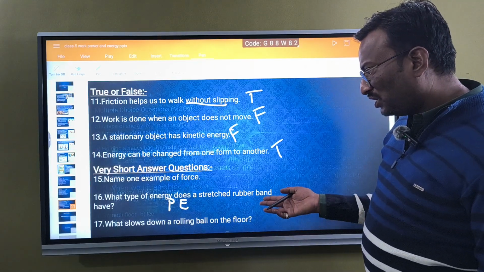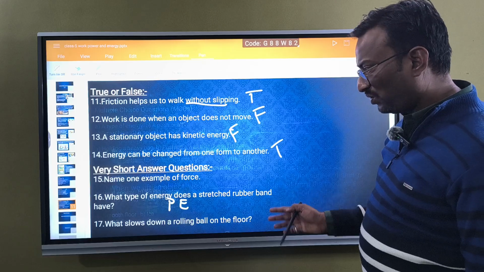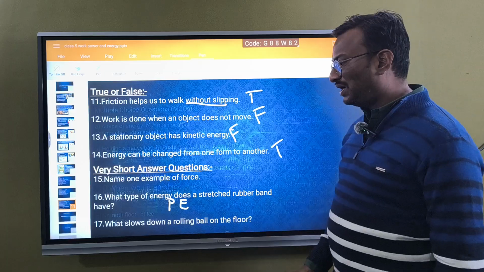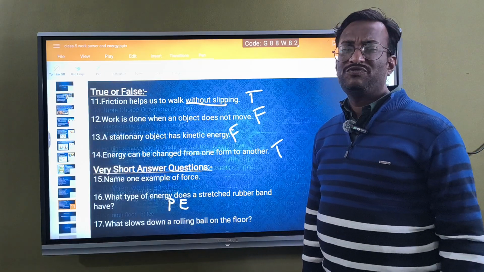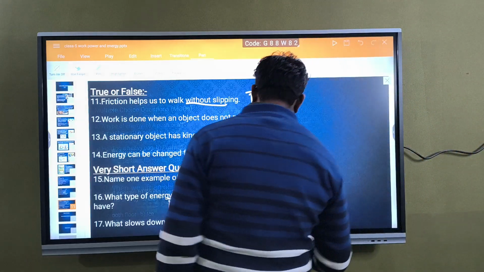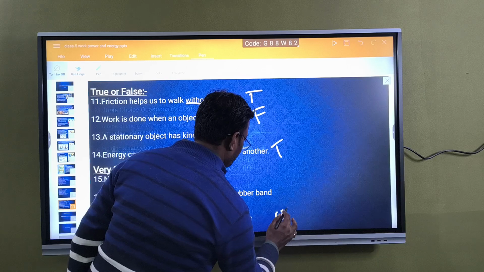What slows down a rolling ball on the floor? Which will slow down a rolling ball? The friction. Friction makes the ball slow down.